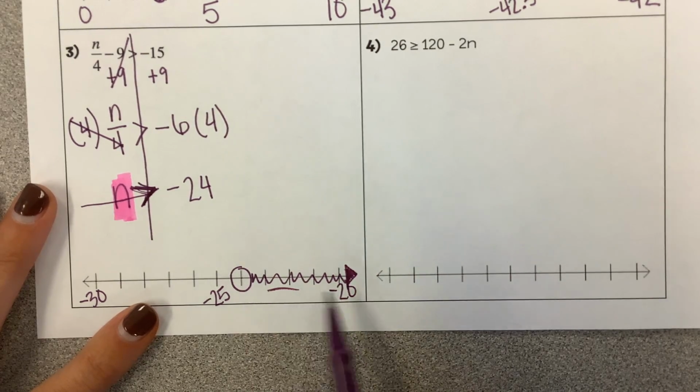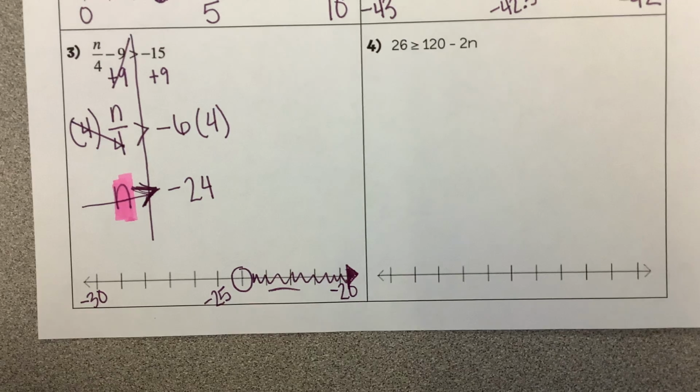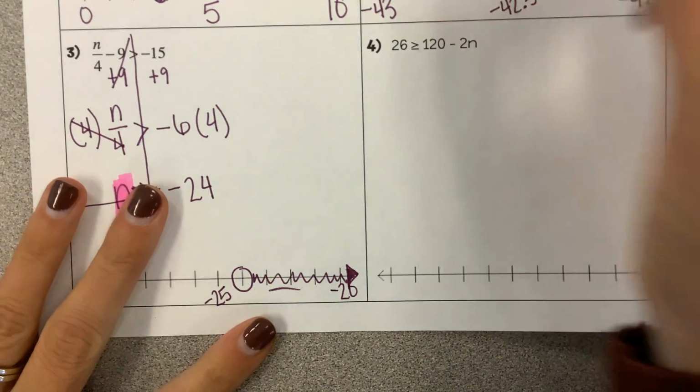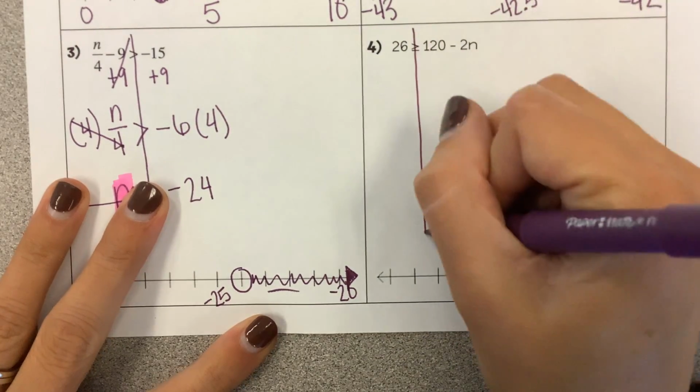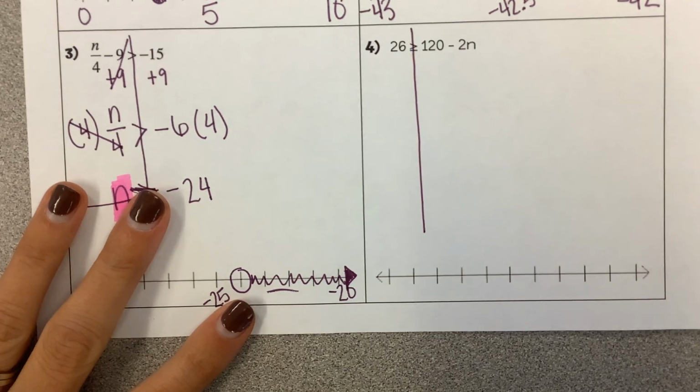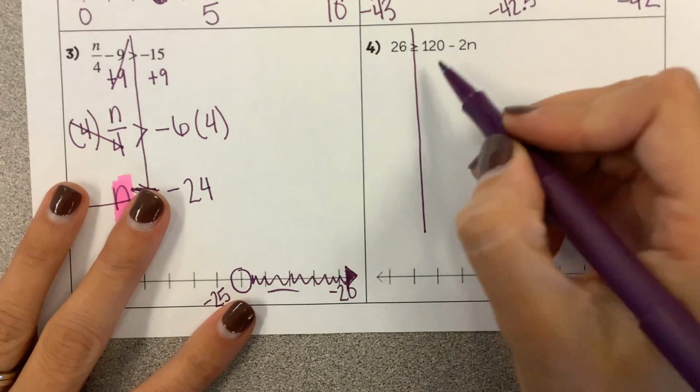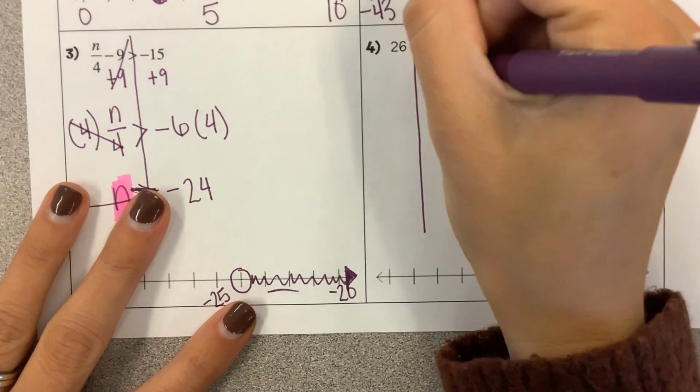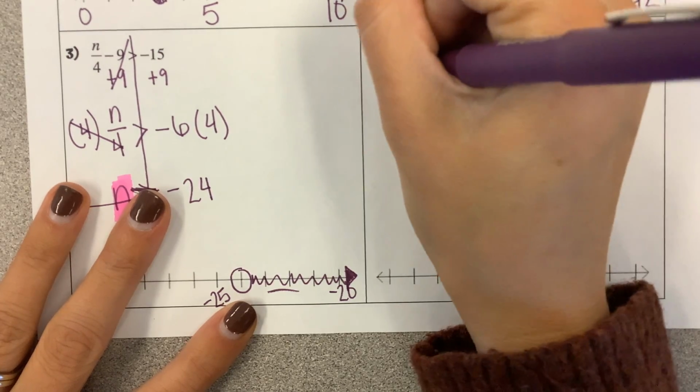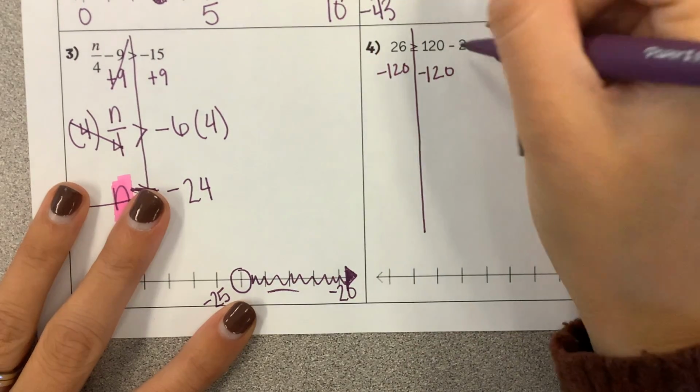Because these values are bigger than negative 24. Number 4. Two-step inequality again. First thing we need to get rid of is our constant. We have positive 120. I'm going to get rid of that by subtracting 120 from both sides.